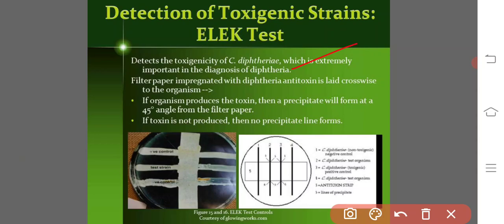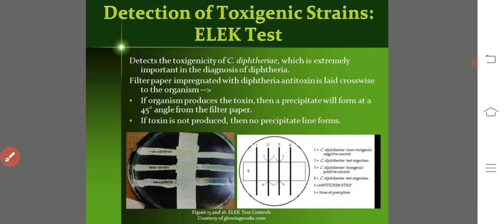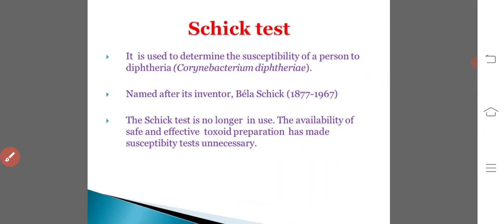Filter paper impregnated with diphtheria antitoxin is laid crosswise to the organism. If the organism produces the toxin, then a precipitate will form at a 45 degree angle from the filter paper. If toxin is not produced, then no precipitate line forms. This is the Elek test to detect the toxigenic strains.